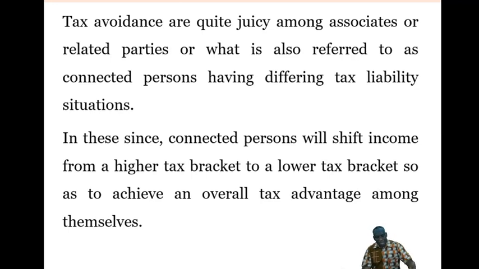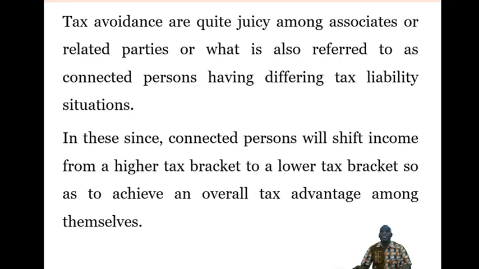For example, let's say one party in the relationship is supposed to pay tax at 8%, another party in the relationship is supposed to pay tax at 25%. So these are related parties having what? Different tax liability situations. So they will engage in the tax avoidance practice by shifting higher profit to the party that has a lower tax rate, and only shift a lower profit to the party that has a higher tax rate, so that put together there will be a tax reduction for the benefit of the group. This is how you explain how tax avoidance is achieved.